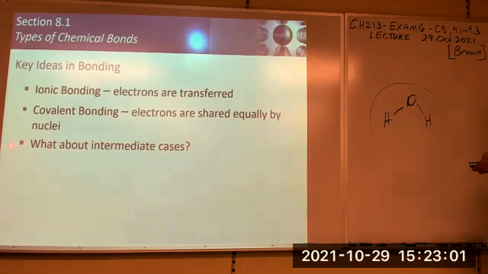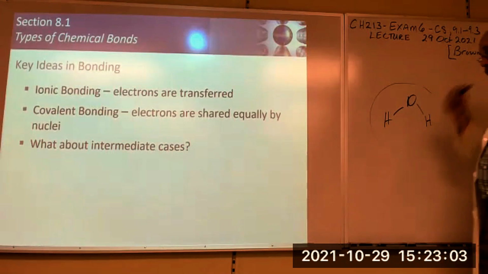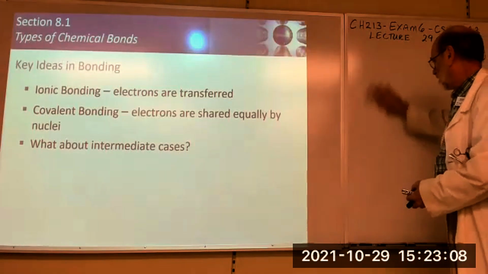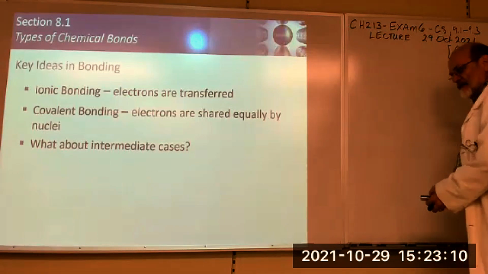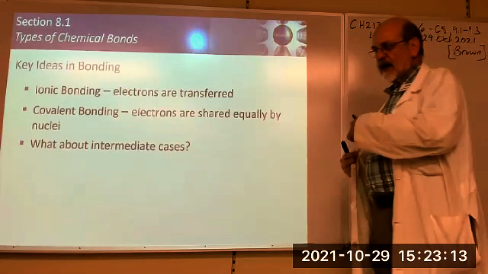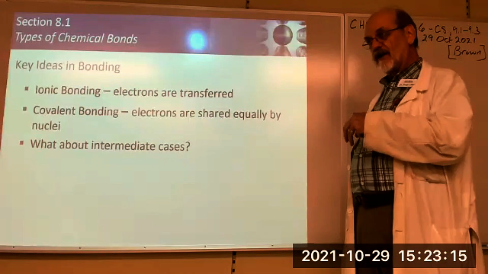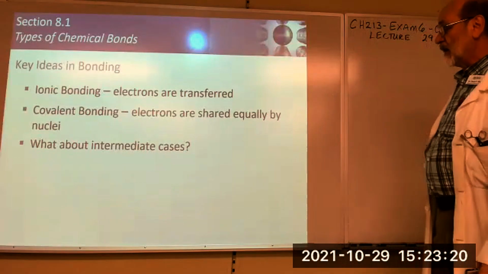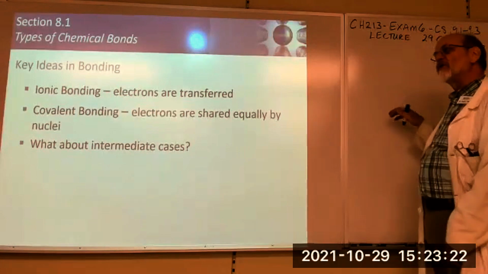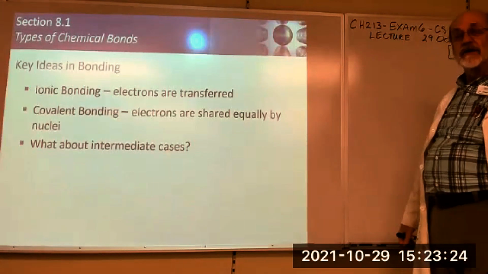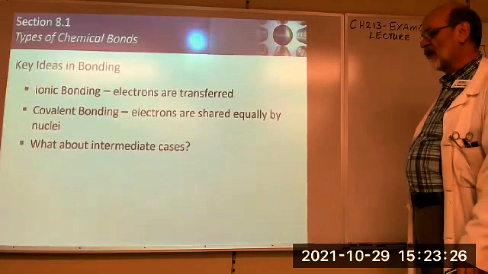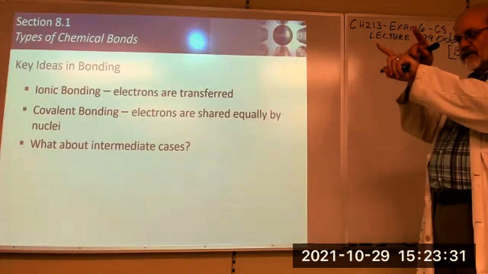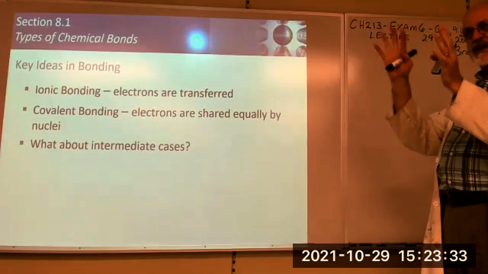There are intermediate cases. And truth be known, every compound possesses a certain amount of ionic and covalent character. So you can say, well, sodium chloride, it's mostly all ionic bond. And water molecule, it's mostly all covalent bond. But there's a gradient, and there's in-between space.